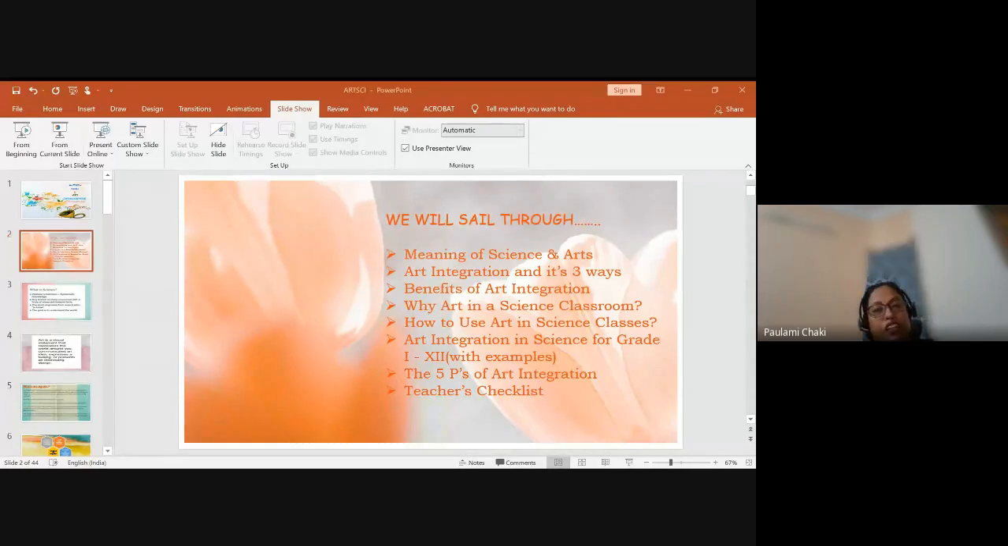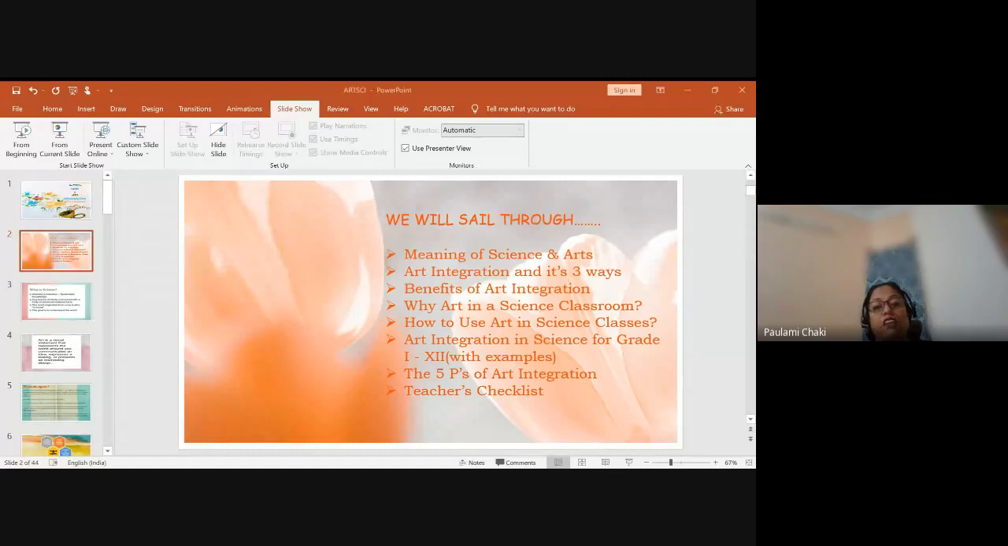Now, how to use art in science classrooms? First and foremost, if you go through the curriculum of different classes, you will see that in every subject you are not required to use art. Every topic doesn't need it. Every topic has a different way to be dealt with. So that we have to keep in mind. And whenever we are giving any kind of art project to our students, one thing has to be very clear to the students, that is why they are doing it. So you have to explain the purpose for using an art project.